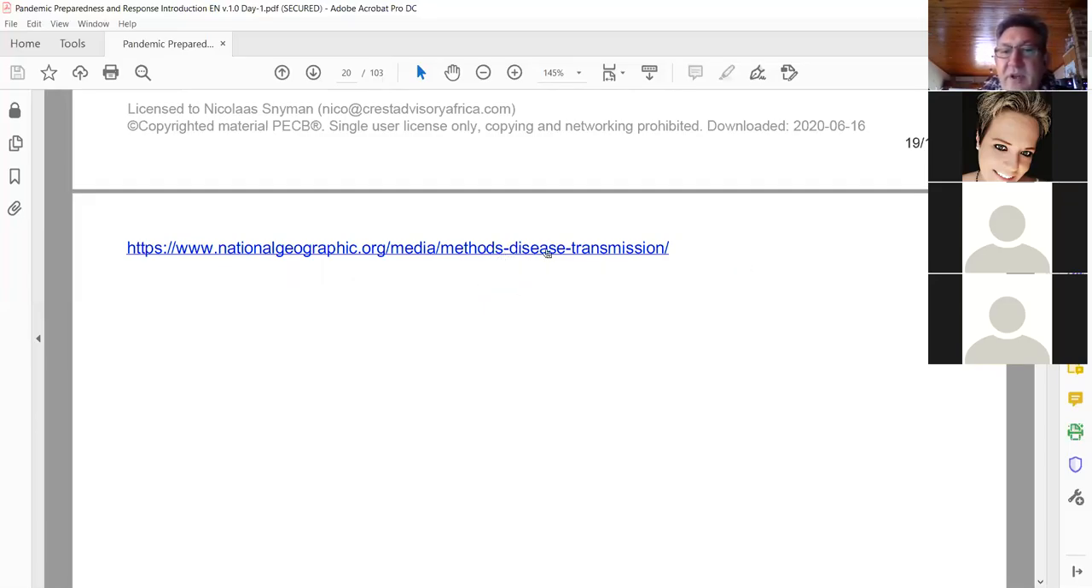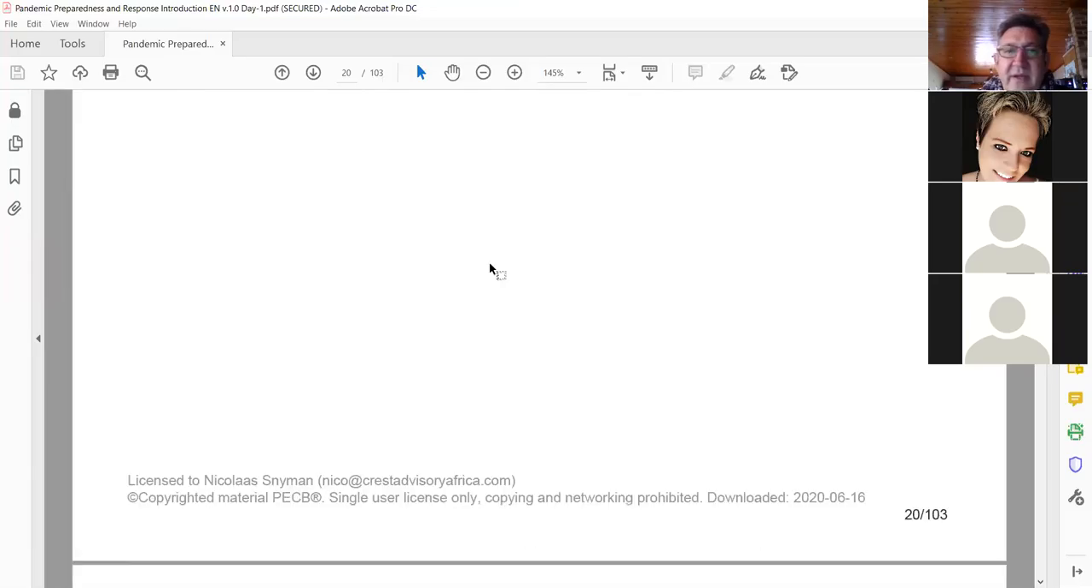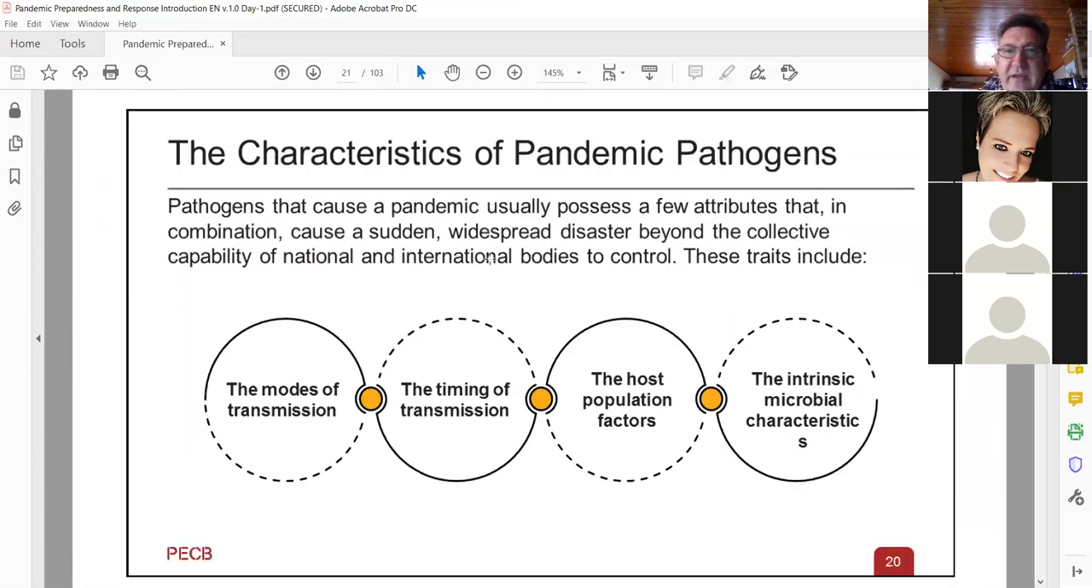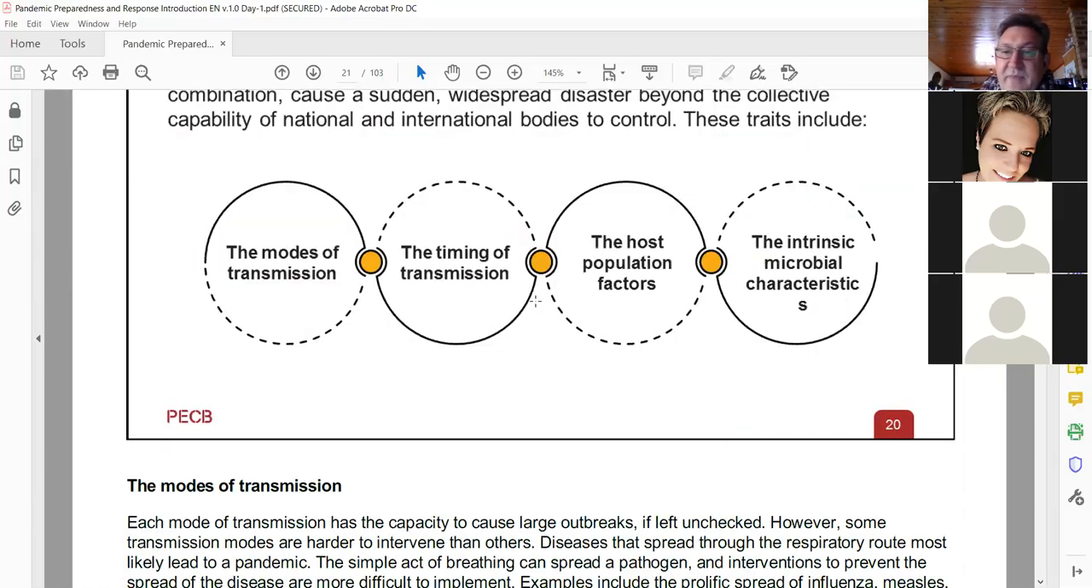If you have the documentation, you can click on that and you've got all the information on that. The characteristics of pandemic pathogens. Firstly, pathogens that cause a pandemic usually possess a few attributes that in combination cause a sudden widespread disaster beyond the collective capability of national and international bodies of control. And the traits are as follows: modes of transmission, the timing of the transmission, the host population factors, and the intrinsic microbial characteristics.